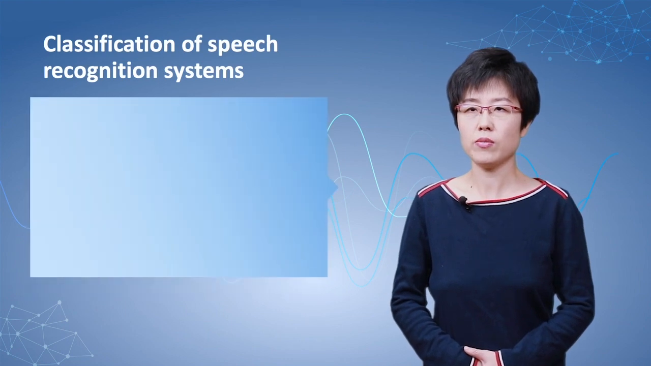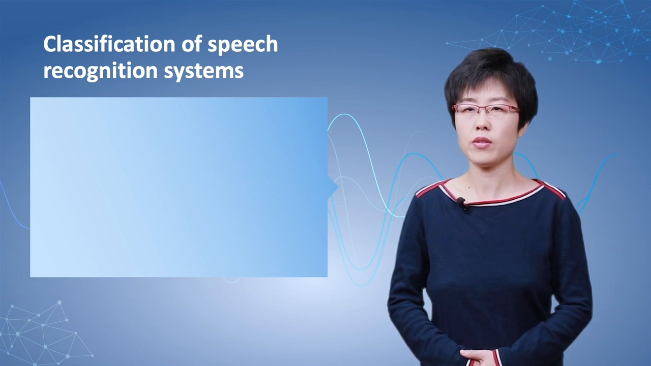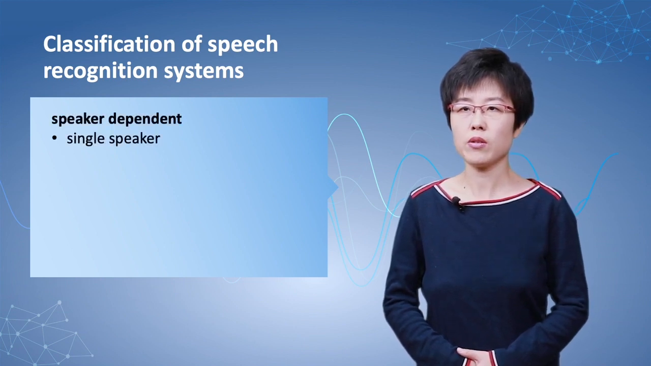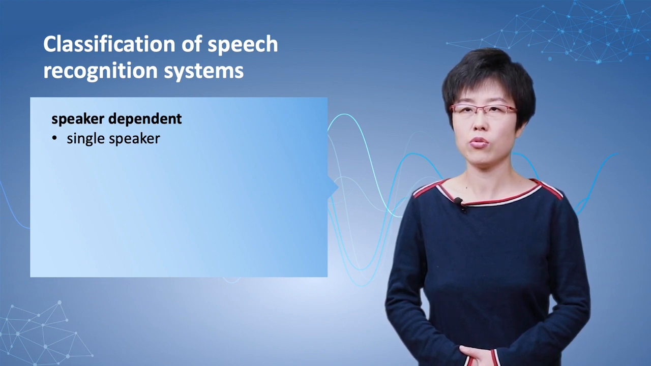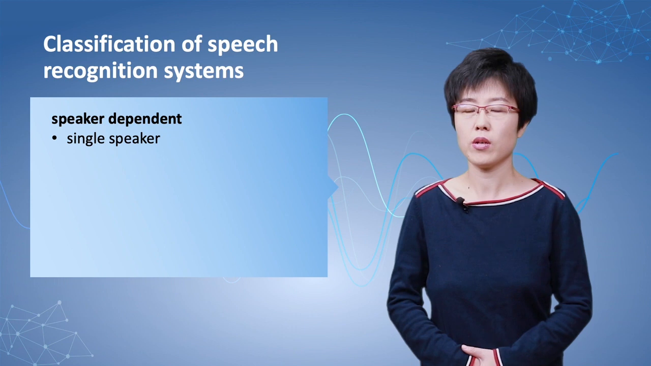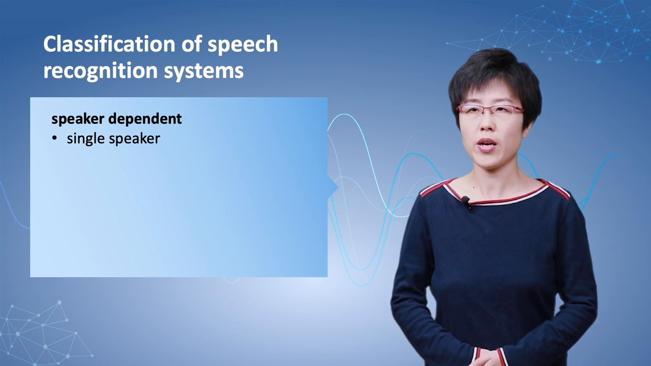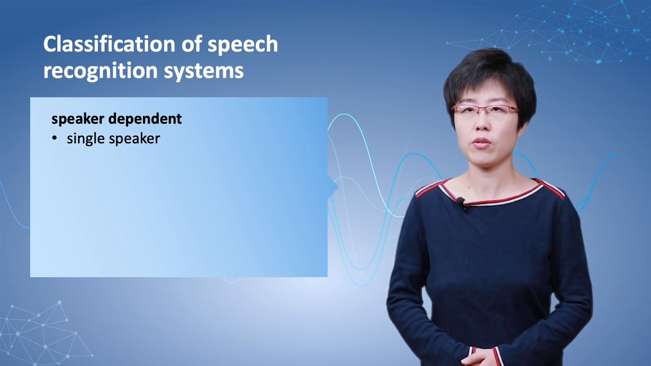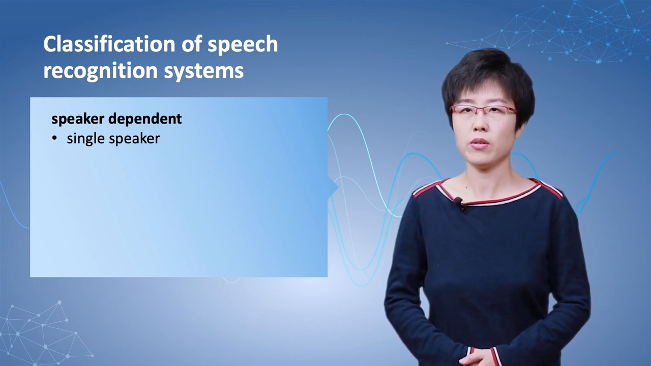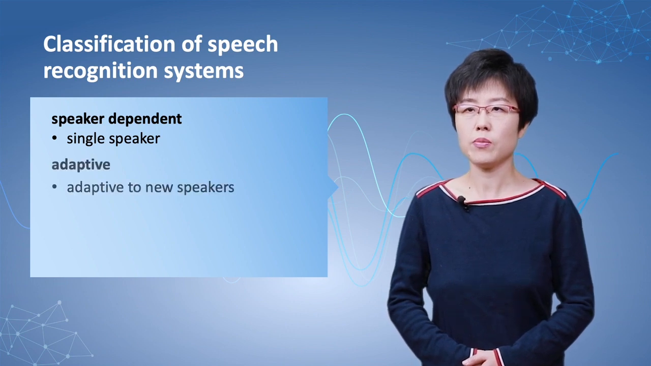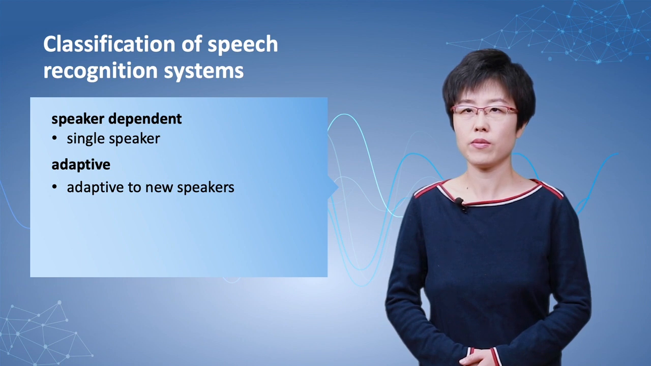Speech recognition systems can be classified into different categories from designing views. A speaker-dependent system is developed to operate for a single speaker. These systems are usually easier to develop, cheaper to buy, and more accurate, but not as flexible as speaker-adaptive or speaker-independent systems. A speaker-adaptive system is developed to adapt its operation to the characters of new speakers.